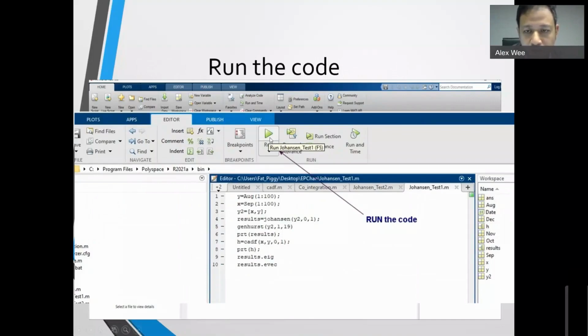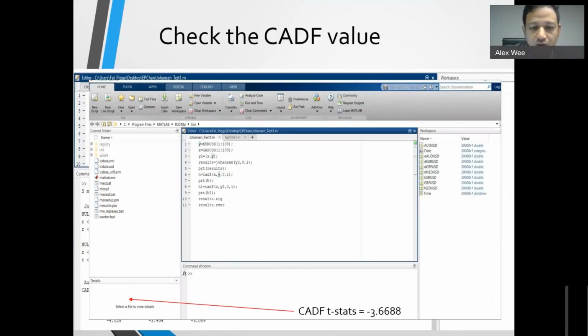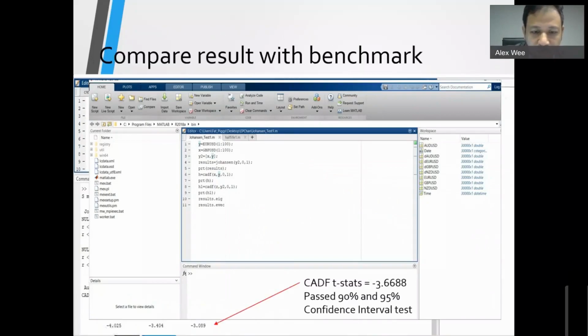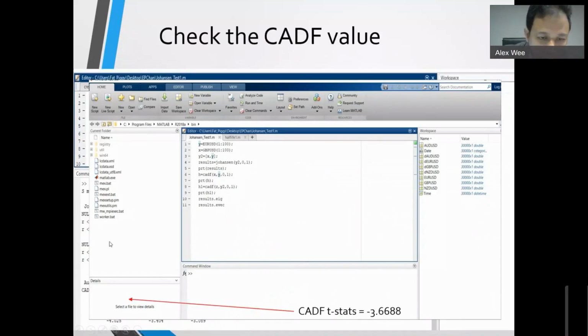So you just click run Johansen's co-integration test with this code, and you just have to run these codes. Then what is the CADF statistic value? It will come up here. All right, you can see from here that it is actually negative 3.6688. Here is a bit blocked, but it's actually somewhere here.